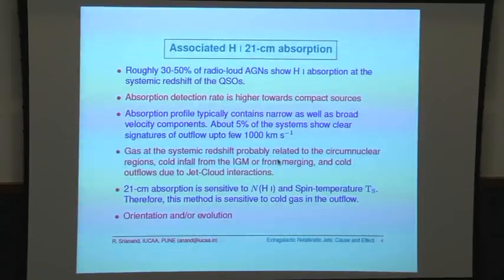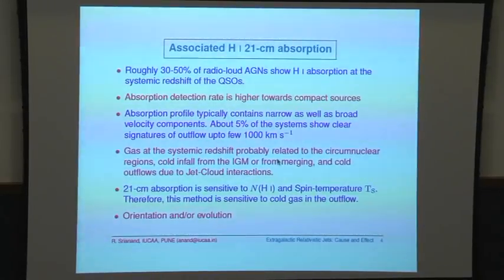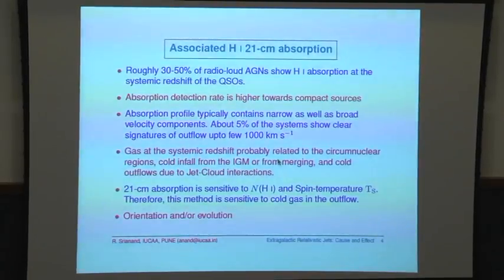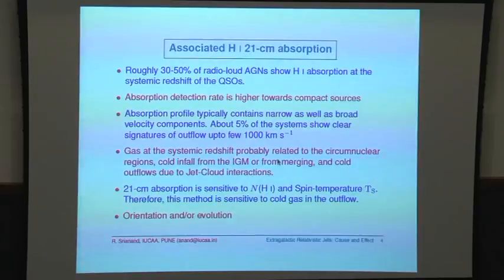Okay, what have we understood from associated 21 centimeter absorption? Roughly 30 to 50% of radio loud AGN show H1 absorption at the redshift itself. This is a very strong thing to see. If you confine yourself to compact sources which are sizes of the order of parsec scale, you find that the detection rate slightly goes up.